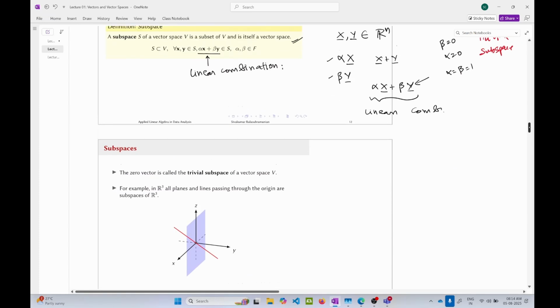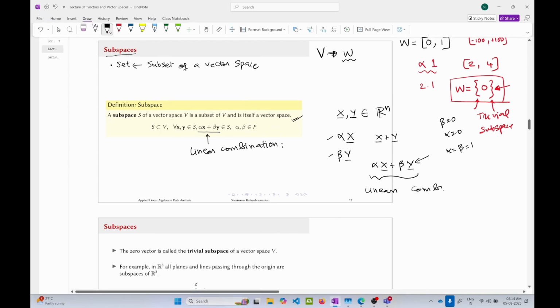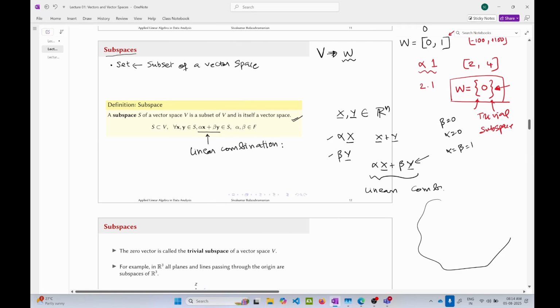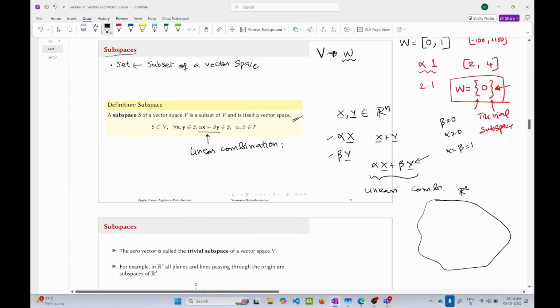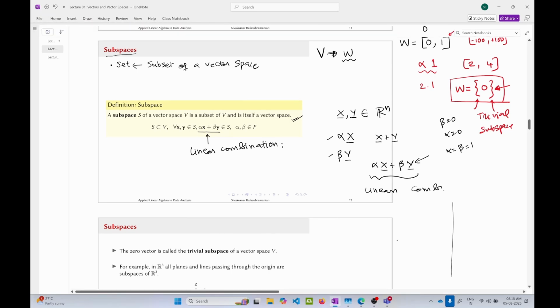Okay, that's what I have in the next slide. Maybe the real line is okay, but it's not that interesting. Let's look at R2. Maybe that's a little bit more interesting than just the real line. Because we're used to seeing the Cartesian coordinates, let me just draw it. This is R2. I know this entire space is a vector space.